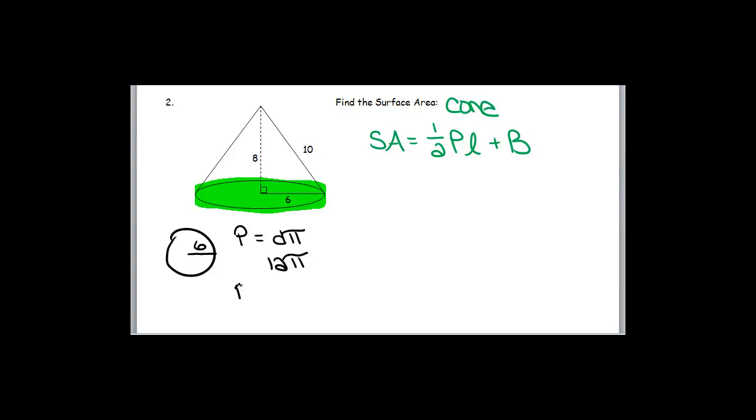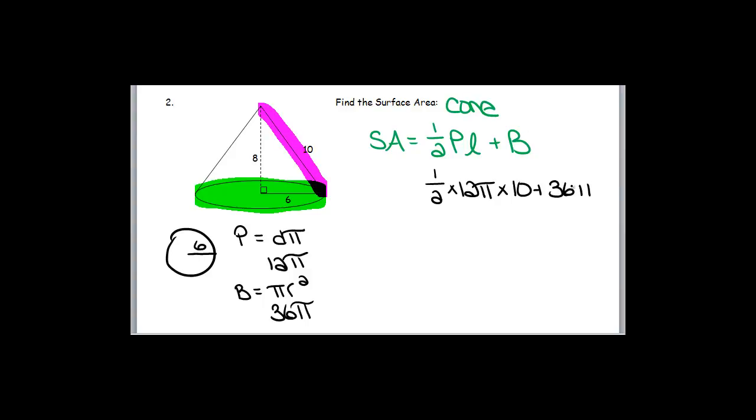When we want B, that's the area of our circle. That's going to be pi r squared. So pi times 6 squared is 36 pi. So now we have 1/2 times 12 pi times, now remember we need our slant height. That's the L. The slant height is right there, the 10. So we'll put our 10 into our formula plus our base, which is 36 pi.